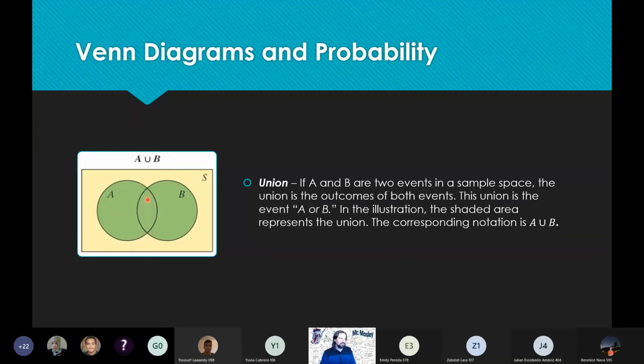Okay, and we see that as everything between A and B is part of the union. We put it all together. Right? It's like a marriage. What belongs to A belongs to B now, what belongs to B belongs to A now. The union.